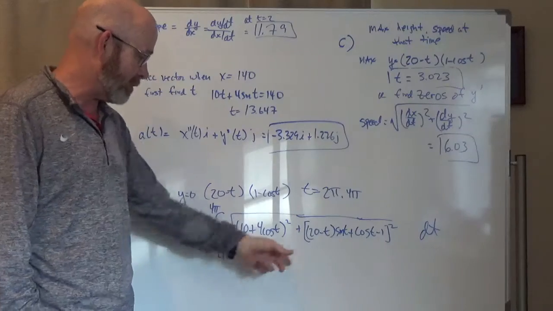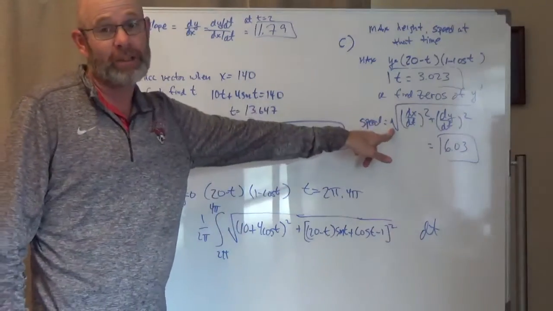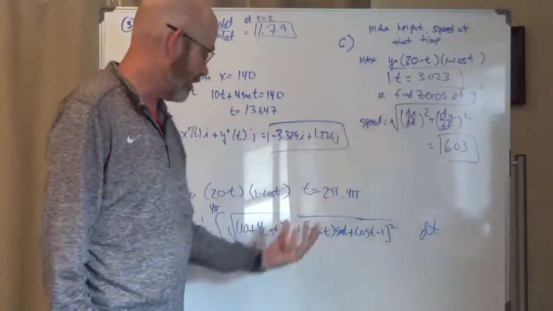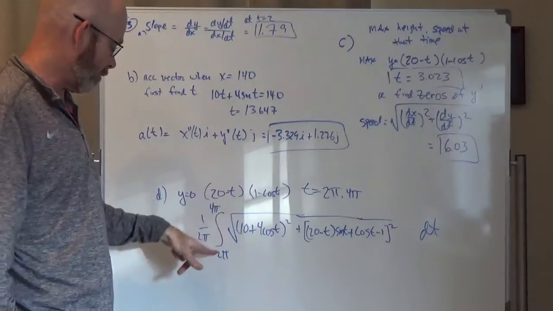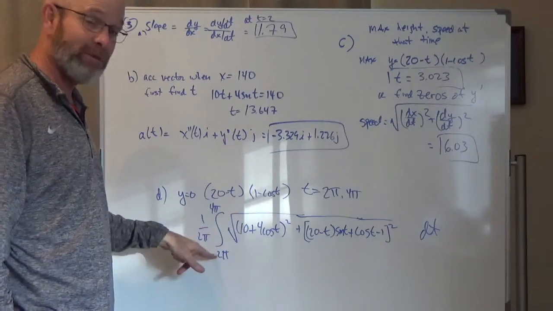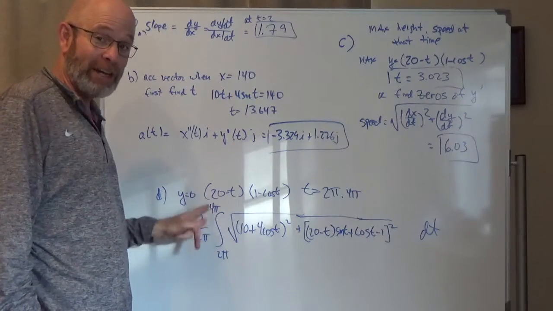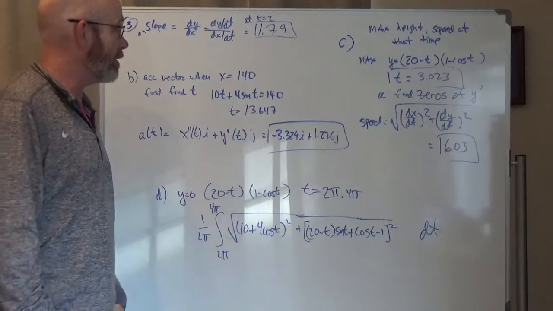Average value of the speed. This is my speed. It's just dx dt, just like this right here, right? Speed. Dx dt squared plus dy dt squared, square root, that's my speed. To find the average of any functional value that you're trying to find, you take the integral over the time that you're looking for, 2 pi to 4 pi in this case, and then divide by the length of that interval, so 4 pi minus 2 pi, which is 2 pi.